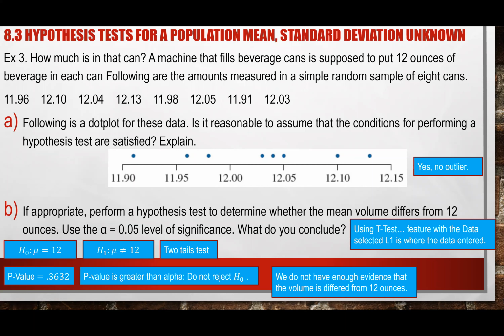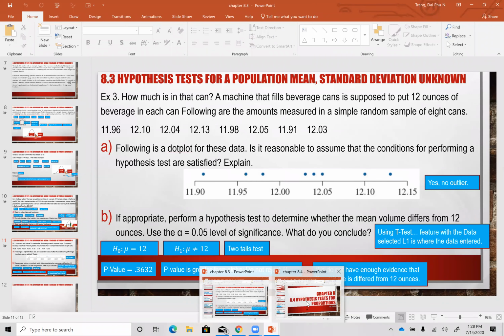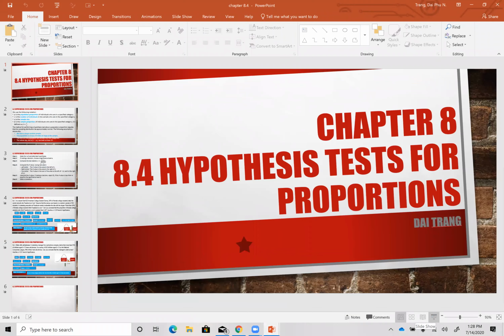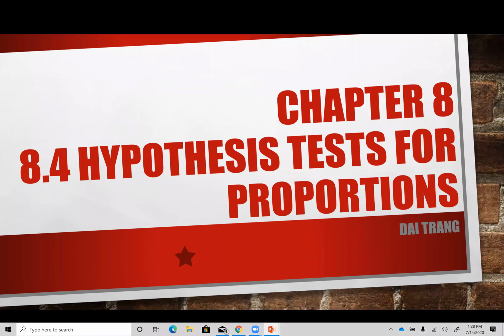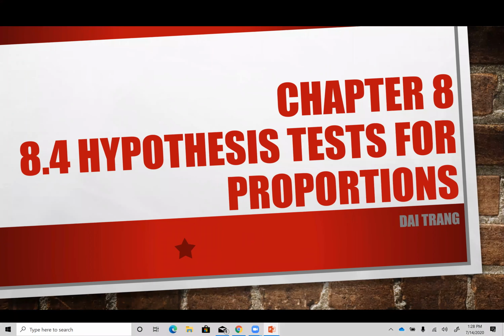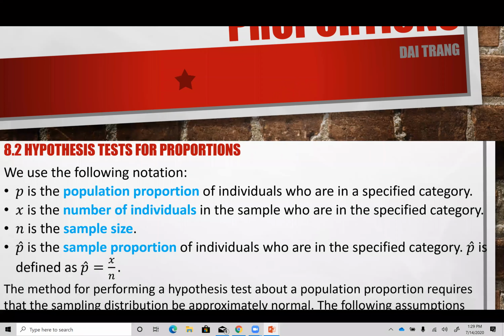So perfect, if you don't have questions, let's take a look at 8.4. I just want to show you that 8.4 is the same pattern as 8.2 and 8.3, okay? So what is the difference between 8.4 versus the other two? We have to do the hypothesis testing for the proportion. So if they give us a proportion, we're doing the proportion, which is 8.4, and as you can see, the notation is the same as before.